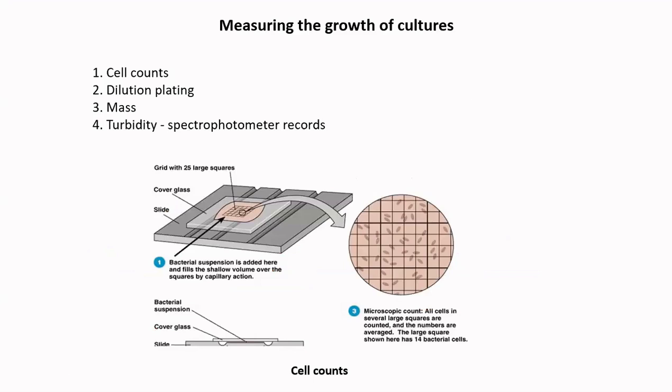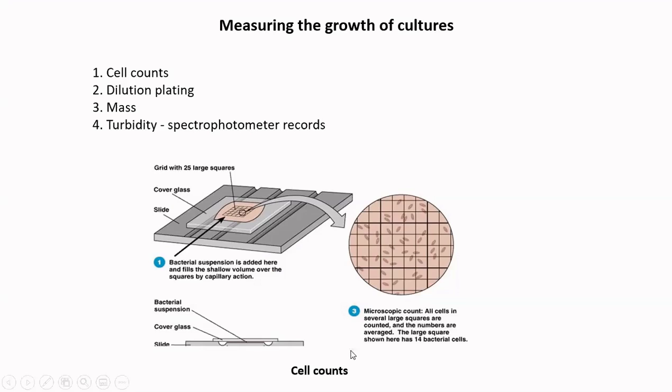Now we can see here measuring the growth of cultures, measuring the growth rate. Here we can use the cell counting method, serial dilution or dilution plating method, and we can just measure the mass and the turbidity measurements. Turbidity measurements we can perform using the equipment called the spectrophotometer.